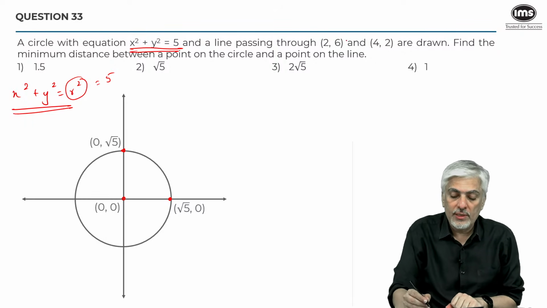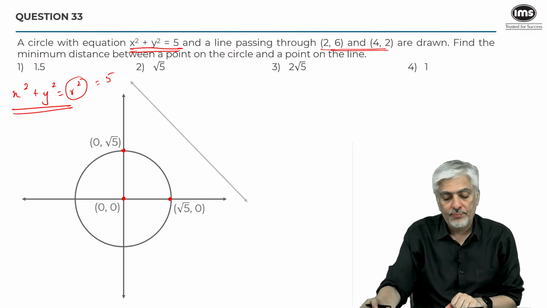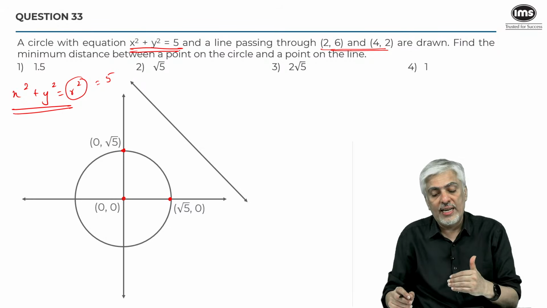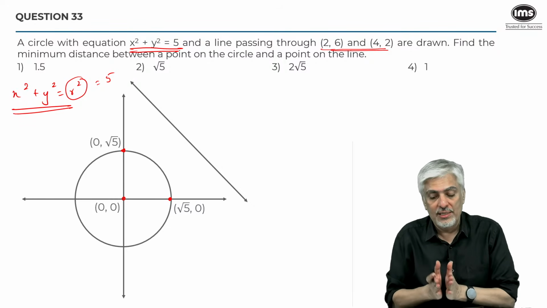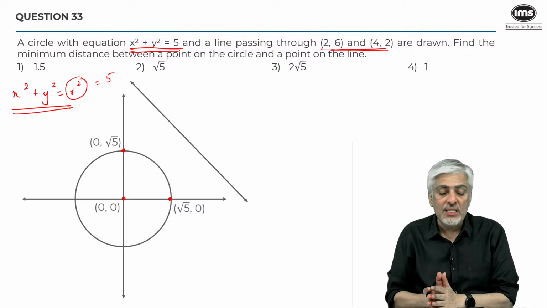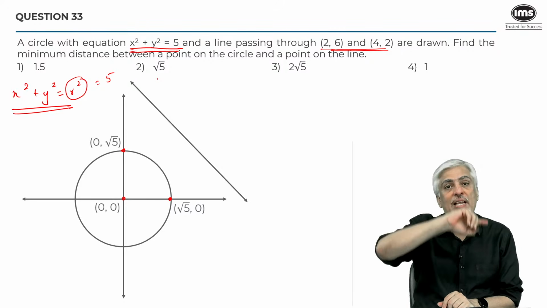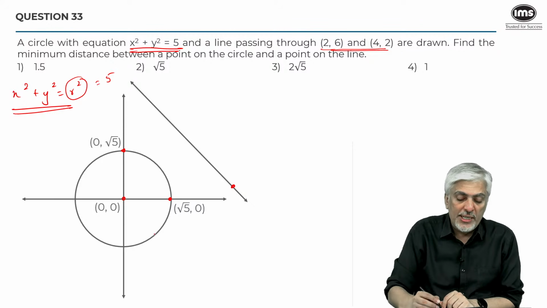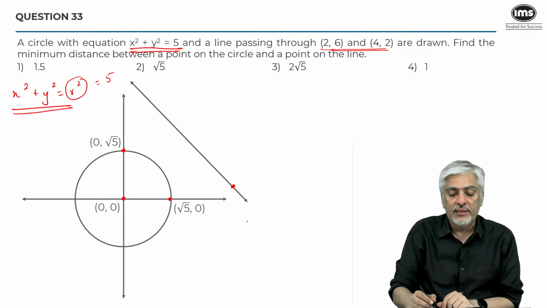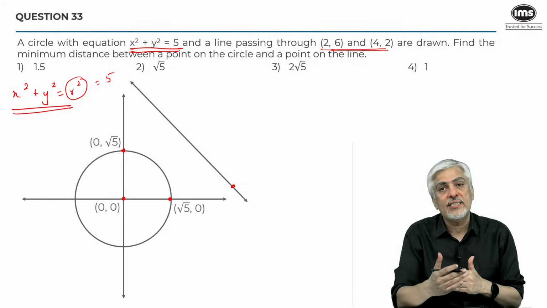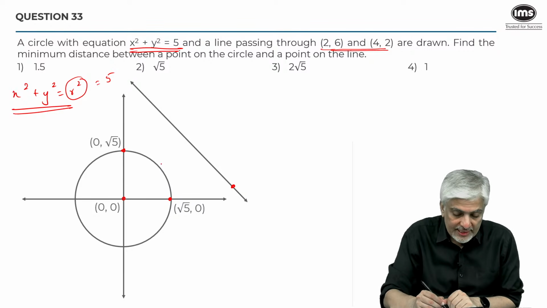Okay, now a line is drawn passing through 2, 6 and 4, 2. Now this is a random line, but the idea is that the line is definitely not cutting the circle. Now let's read the question carefully. Find the minimum distance between a point on the circle and a point on the line. Earlier you were asking maximum. If I take a point over here and anywhere on the circle, the distance will be far. Whenever we talk about minimum distance, it has to be the perpendicular distance. So over here, this distance will be the shortest distance.